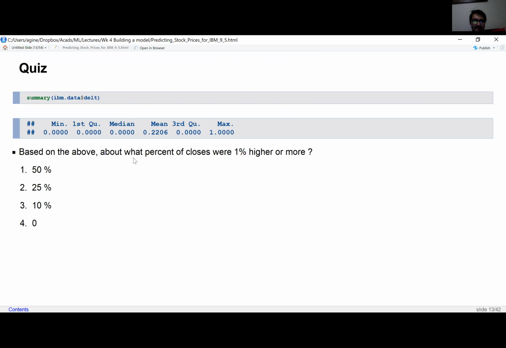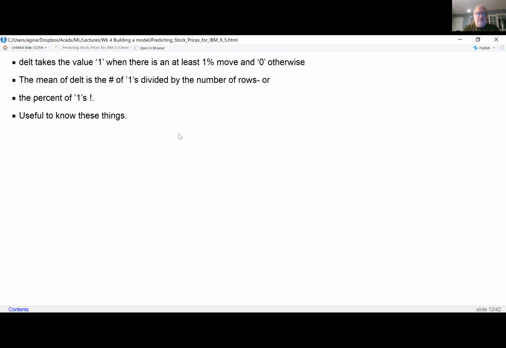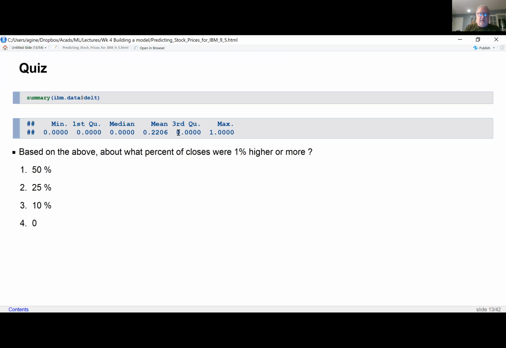Okay. Well, the answer is about 25%. And this is a good example of, when you have data reading it, the mean is 0.22, which is about 0.25. So del takes the value 1 when there's at least a 1% move and 0 otherwise. So the mean of del is going to be the number of ones divided by the number of rows. Or in other words, it's going to be the percent of ones. So this means that about 22% of the time there was a 1% move. So, Manish, I don't think this is going to be a 3 standard deviation move. Right. If you expect that to occur about 1% of the time or so.